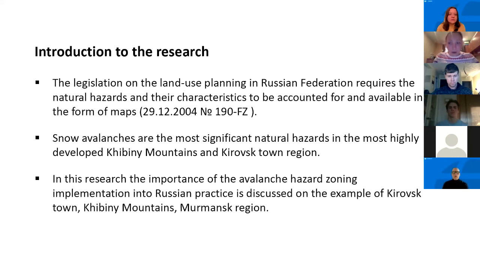And now, an introduction exactly to my research. The legislation on land use planning in the Russian Federation requires natural hazards and their characteristics to be accounted for and available in the form of maps. Snow avalanches right now are the most significant natural hazard in the mountains, in the Khibiny Mountains, in Kirovsk town. And in this research, the importance of implementing avalanche hazard zoning into Russian practice is discussed on the example of Kirovsk town located in the Khibiny Mountains.